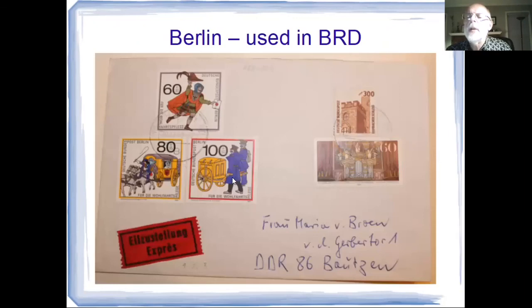Here's an example of some stamps that were used in West Germany. Here, used in BRD, which stands for Federal Republic of Germany, Bundesrepublik Deutschland. And you have here Deutsche Bundespost Berlin, all 3 stamps, mailed from West Germany to a place in East Germany.